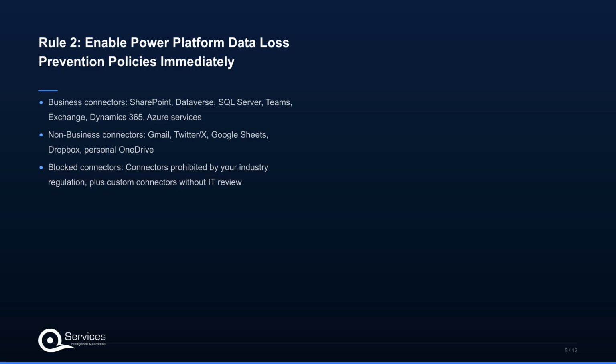Power Platform data loss prevention policy benchmarks show that tenants applying DLP to all environments within the first 30 days have significantly fewer data-related incidents in year 1 than those applying it retroactively. Start with the highest risk combinations. Personal email connectors should be non-business so they can't combine with SharePoint, Dataverse, or Dynamics 365. Personal cloud storage should be non-business or blocked for any tenant handling customer or regulated data.